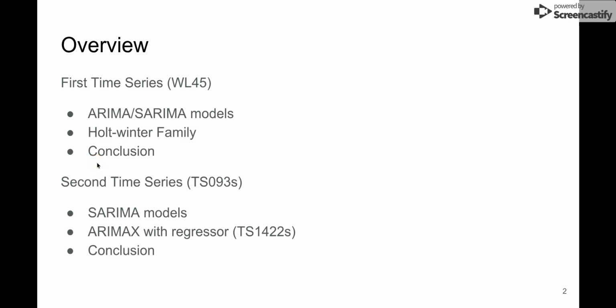So, in this presentation, I will explain my experiments for two different time series that I was supposed to analyze. The first one is a time series WL45, which I experimented with ARIMA and SARIMA models and the Holt-Winters family. At the end, I will come up with a conclusion about which model was the best.